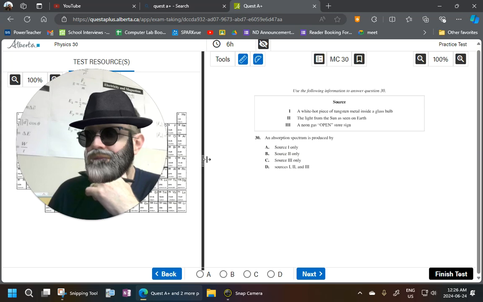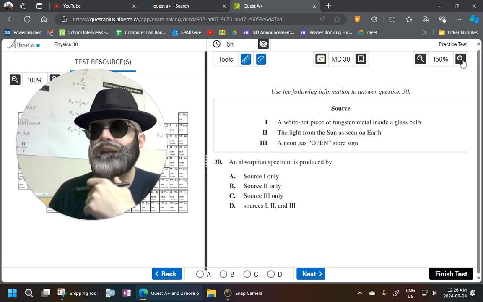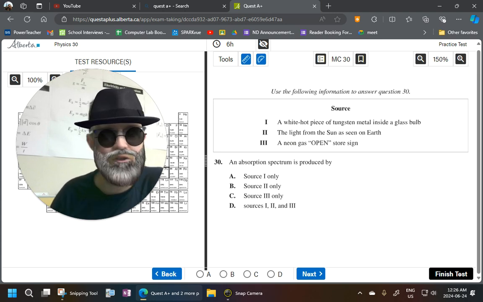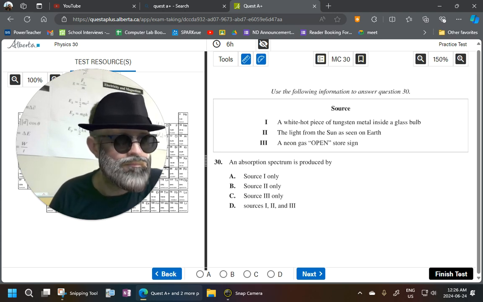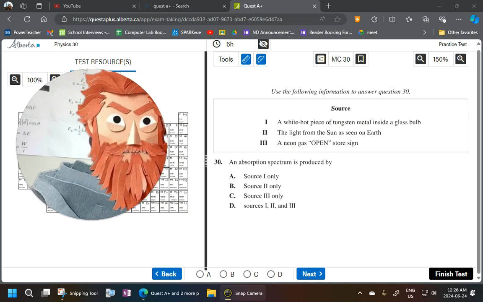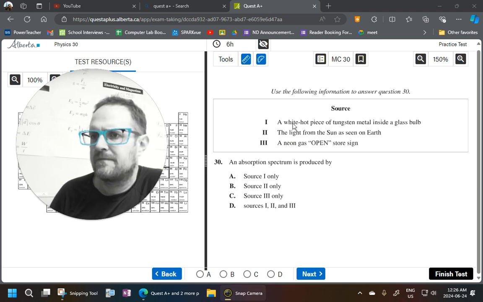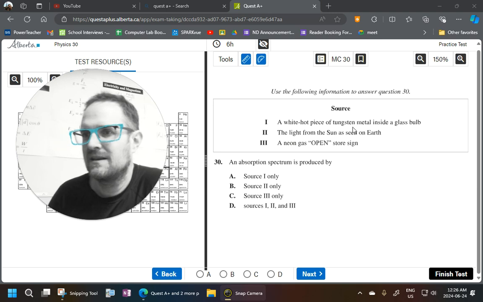Okay. Oh, this is a good one too. It's always good to know for the diploma what kind of things produce what kind of spectrums here. So we've got a white hot piece of tungsten metal inside a glass bulb, light from the sun as seen on Earth. That's very key. It's as seen on Earth, right?